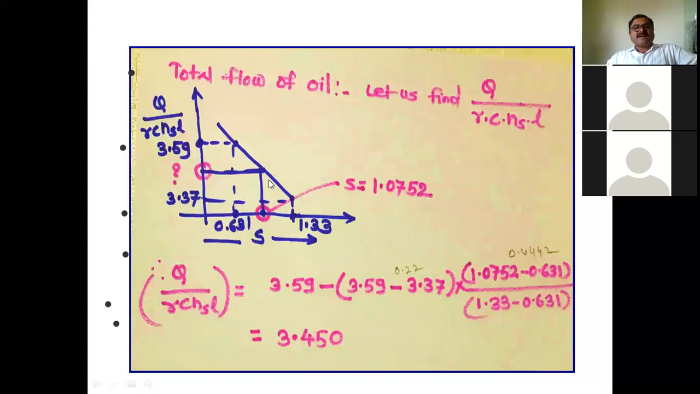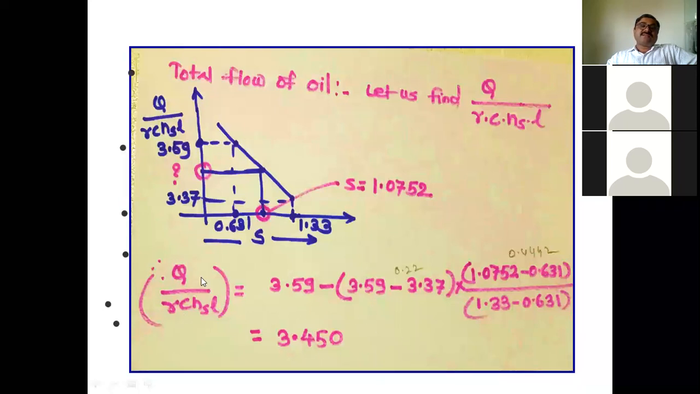Now here, by using linear interpolation, we can find out S is equal to 1.0752, the value of this flow variable, that is Q upon RC and LS. Again apply linear interpolation: 3.59 minus in bracket 3.59 minus 3.37, multiplied by this. Again, the same thing that you have to do, 1.752 minus 0.631 upon 1.33, 0.631. Again, this value is 0.22 and this value is 0.442. So you will get Q by RCNLS is equal to 3.45.